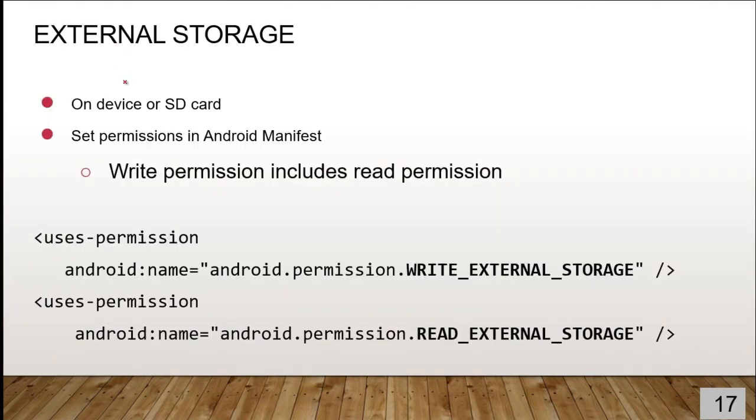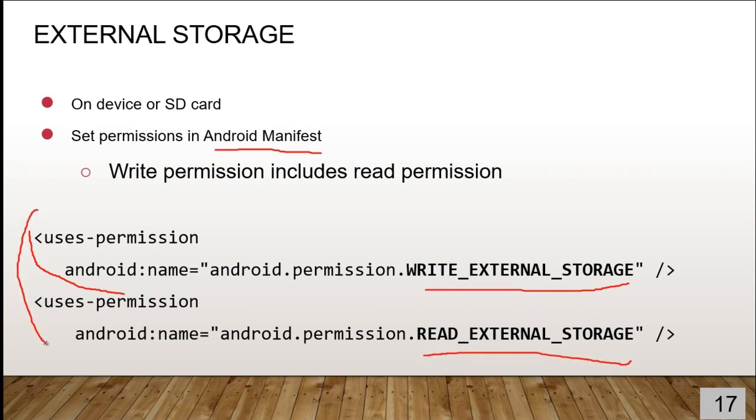It's time to do practical work on external storage. External storage saves a file on the device or SD card, and you must set permissions in the manifest file of your app. You must provide the read and write permissions in the manifest file. You can use the write external storage permission if you want to do both writing and reading with that file, and if you want to do only read, you must provide the read external storage permission.